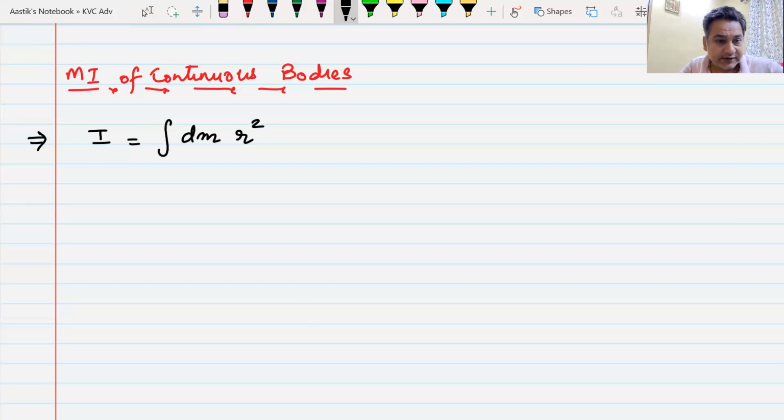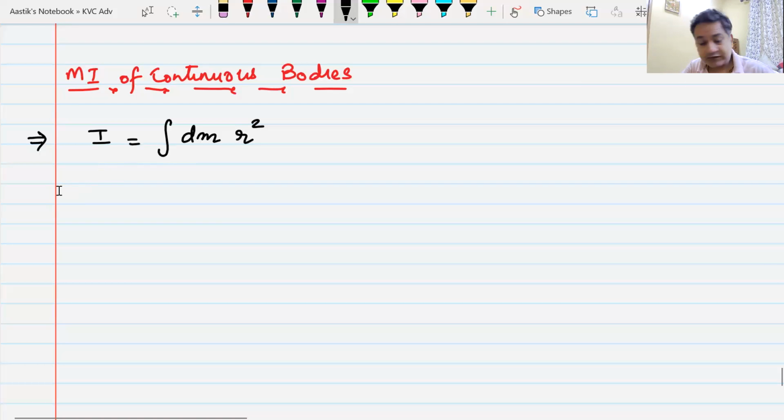Now, there are certain bodies whose moment of inertia about their axis you must know. Let me see if I can get you that simple list. So, moment of inertia of simple bodies about their center of masses.